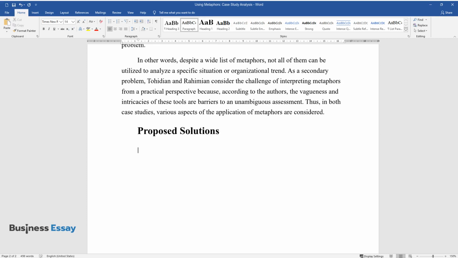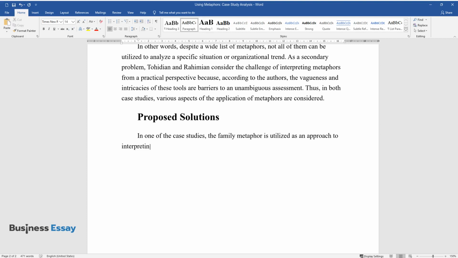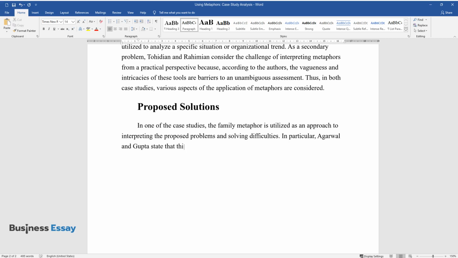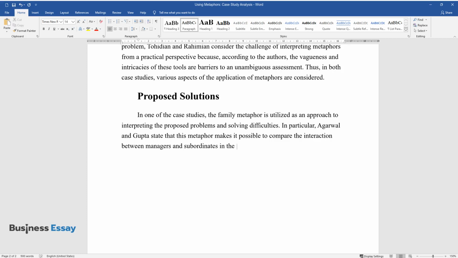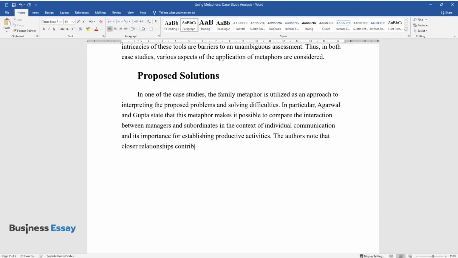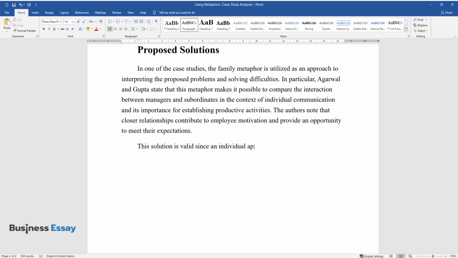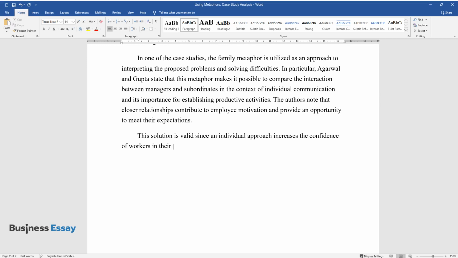Proposed solutions. In one of the case studies, the family metaphor is utilized as an approach to interpreting the proposed problems and solving difficulties. In particular, Agarwal and Gupta state that this metaphor makes it possible to compare the interaction between managers and subordinates in the context of individual communication and its importance for establishing productive activities. The authors note that closer relationships contribute to employee motivation and provide an opportunity to meet their expectations. This solution is valid since an individual approach increases the confidence of workers in their importance to the organization and the value of the tasks performed.